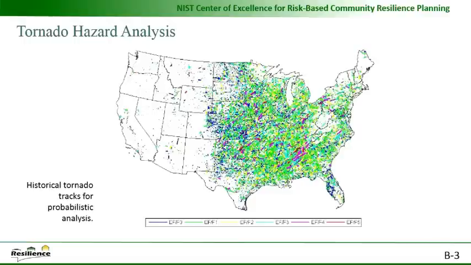This figure shows all of the U.S. tornado tracks occurring over the past 35 years. The red and the pink lines show the long-track EF4 and EF5 tornadoes, many of which are concentrated in the southeastern United States.